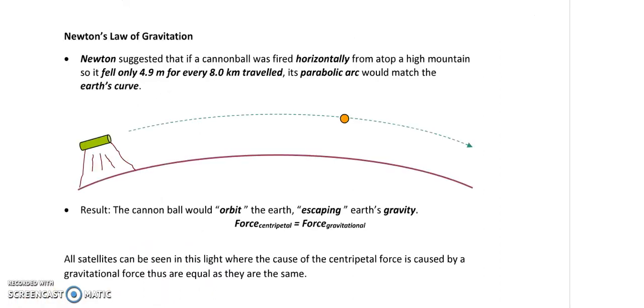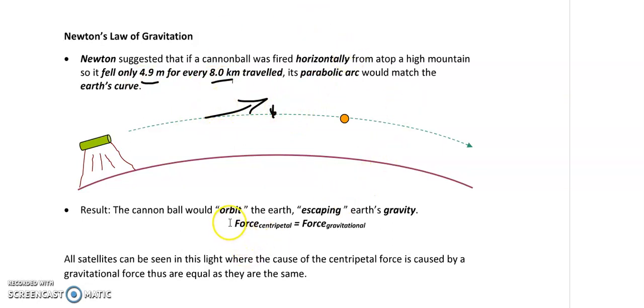So moving on, Newton's law of gravitation. He suggested that if a cannon was fired so fast that as it was moving, it would fall, and if the amount that it was moving away from the Earth equaled the amount that it was falling to the Earth, it would in fact orbit, or is basically escaping gravity. It's not actually escaping the gravity, it's just falling in pace with the amount that it's leaving. And he calculated that to be 4.9 meters for every 8 kilometers traveled. And that would match the arc.